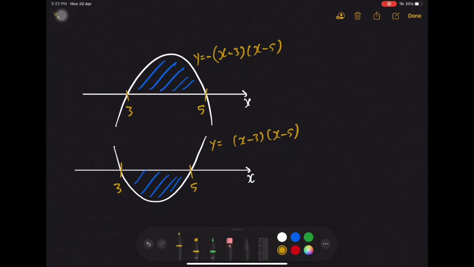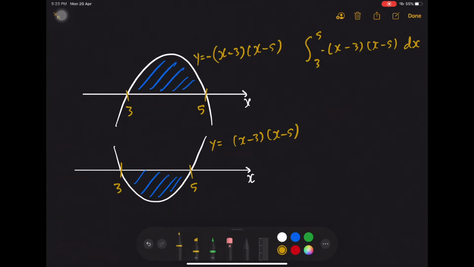So in this case, let's say for example the first one, we're going to integrate that. If you integrate the first one, you get something like this. When you integrate the first one from 5 to 3, we have negative (x minus 3)(x minus 5) dx. And take note that we are integrating with respect to the x-axis. That is why I have a dx there.